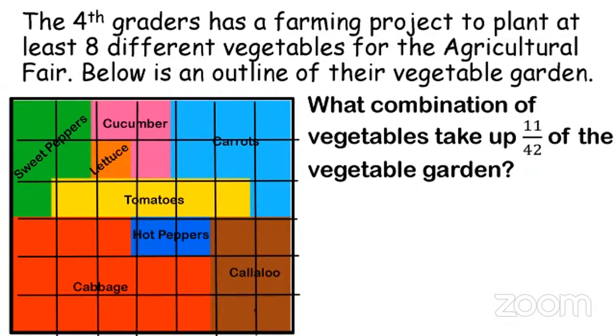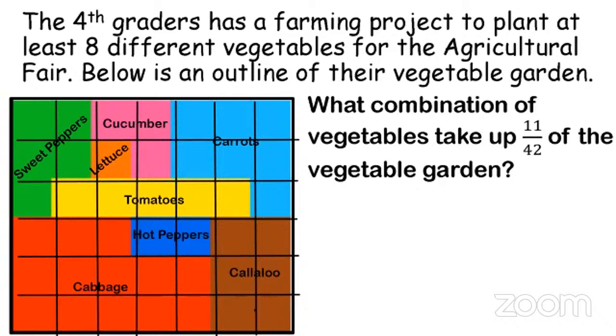Miss, cucumber, lettuce, and carrots. Cucumber, lettuce, and carrots. So carrots has 1, 2, 3, 4, 5, 6, 7. Cucumber 8, 9, 10, and in lettuce 11. Awesome. So we have lettuce, cucumber, and carrots as a correct response as well.